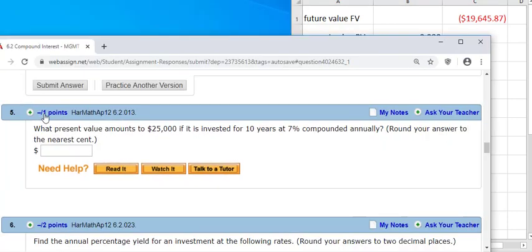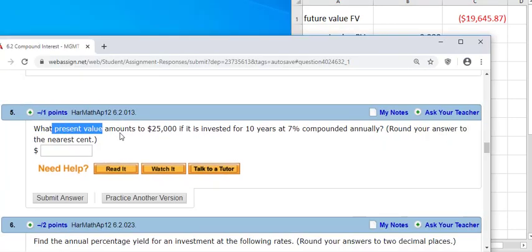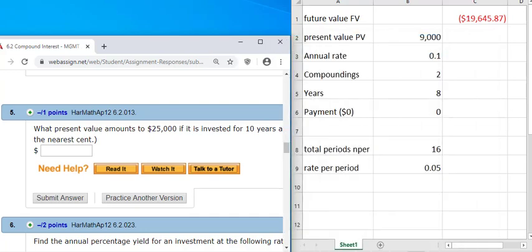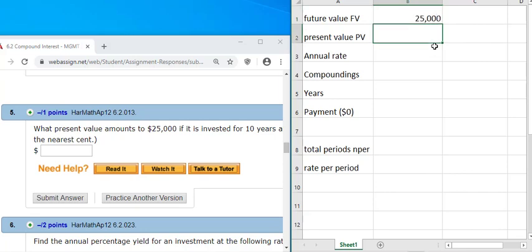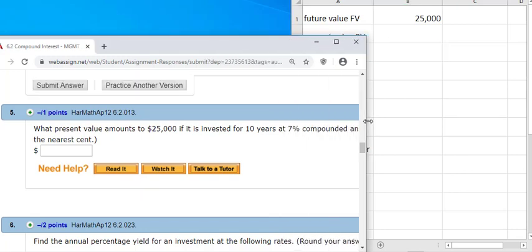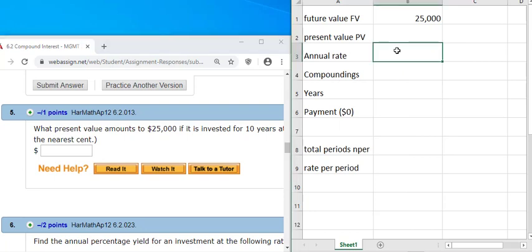Number 5, what present value? So we're looking for the present value amounts to $25,000. So that's after the investment is done. That's the future value. What present value amounts to $25,000, 10 years, 7% annual compounding? All right. My future value is now known. That's going to be $25,000. Present value is what I'm looking for. Annual rate was 7%.